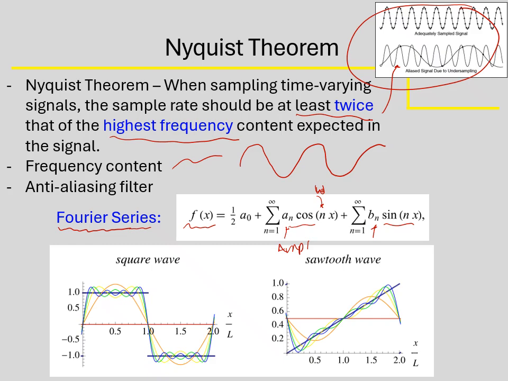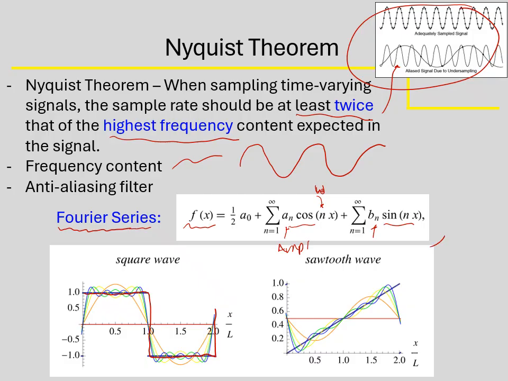And these are some cool images from Mathematica that show that you can approximate a square wave. So underlying this is a square wave that we're trying to create by summing sines and cosines. So this orange one would be the first term, and then you add a second term, and you get a better representation of the square wave. This is the same thing with the sawtooth wave.